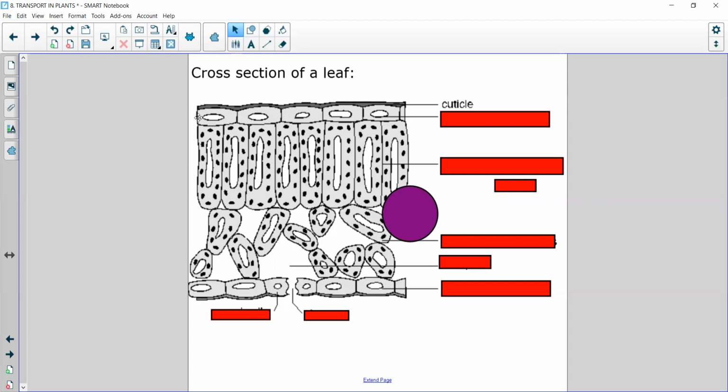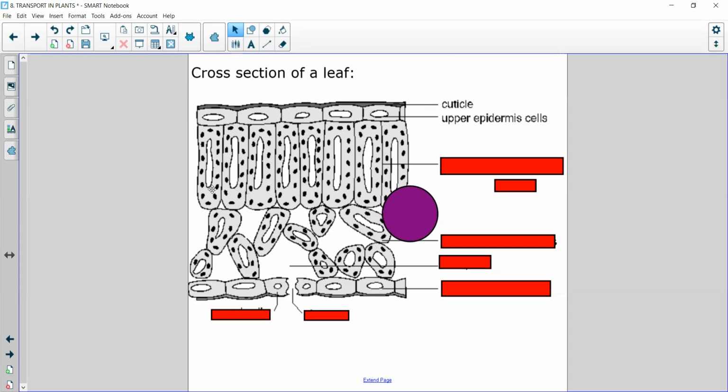Underneath the cuticle, we have a layer called the upper epidermis. So it's almost like the skin of the leaf would be the way to think of it, and that is just made up of standard plant cells. The cuticle is not cells, this is just a waxy layer that is produced by the upper epidermis cells.